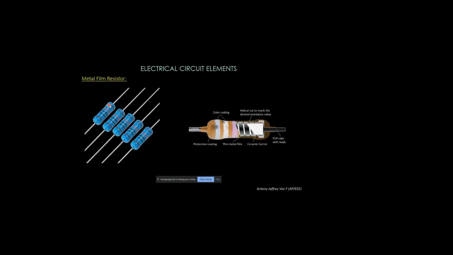The next type is metal film resistors, and the metal film resistors are also similar to carbon resistors, but the composition used inside the core is a thin metal film and a ceramic carrier which is used to cover this thin metal film. Similarly, the color coding represents the value of the resistance present in it. It is a fixed resistor and you can see the two leads coming out of the resistor.